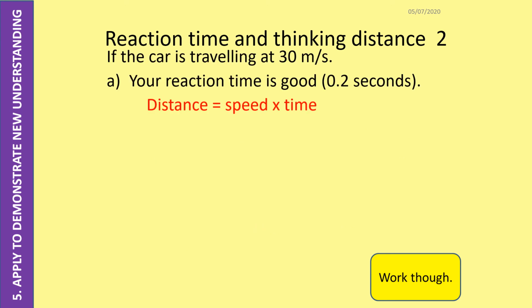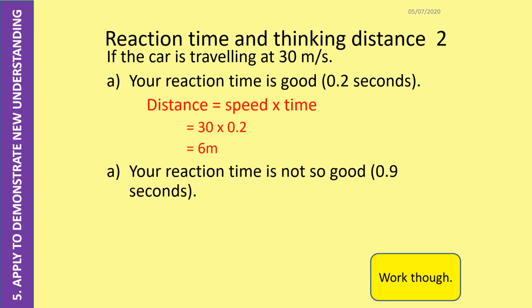So if your reaction time is good, you use the formula distance equals speed times time. This time we're traveling at 30 meters per second, which gives us an answer of 6 meters. If your reaction time is not so good, again using distance equals speed times time, this time 30 meters per second times 0.9 seconds gives you a thinking distance of 27 meters.